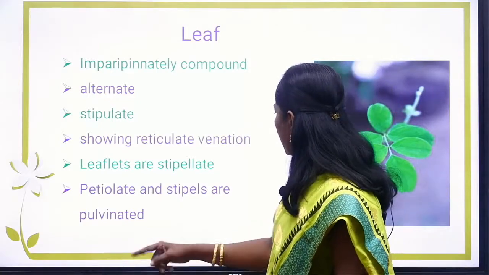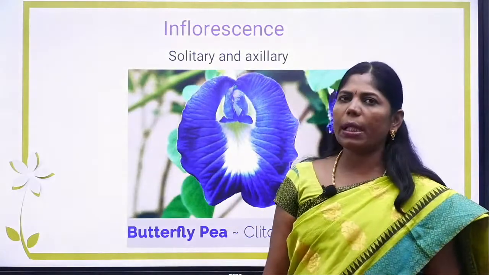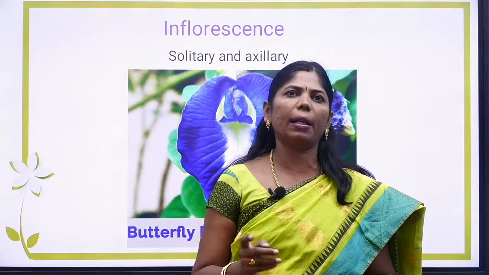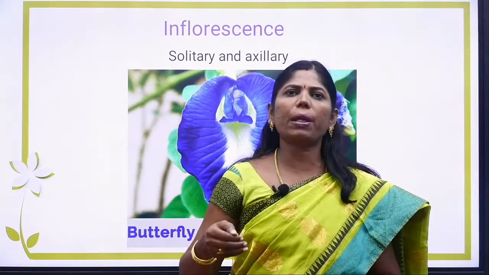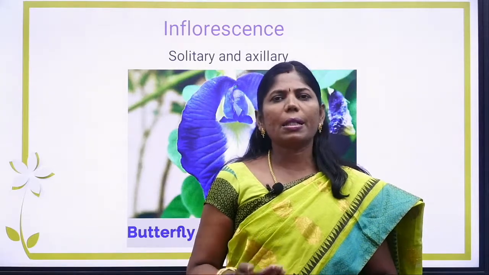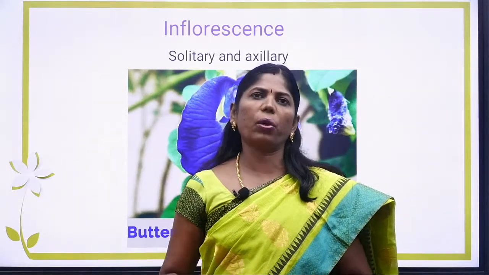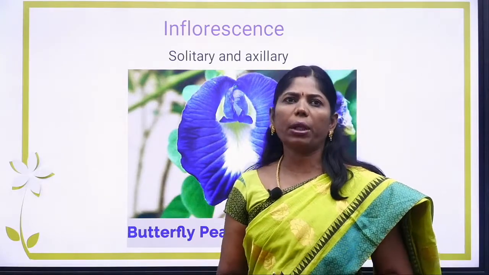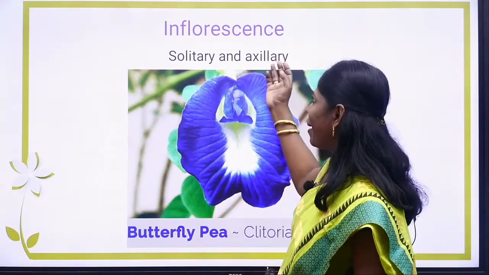Next we are going to see the inflorescence. We studied the vegetative characters: the habit, root, stem and leaf. So these are the vegetative characters of Clitoria ternatea. Next we are going to see the inflorescence character, that is a floral character. What type of inflorescence is in Clitoria ternatea? It is solitary axillary flowers.